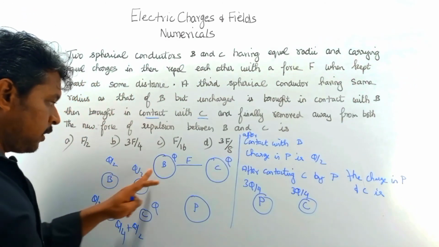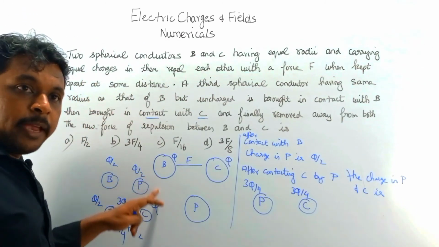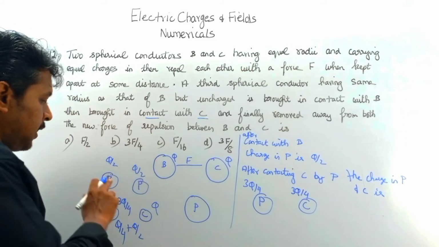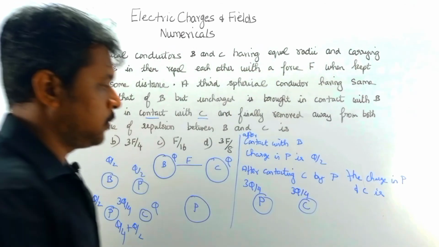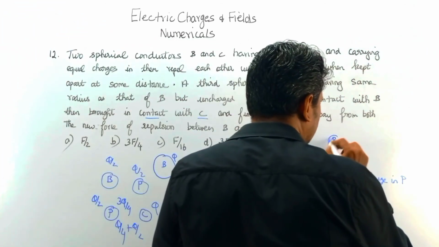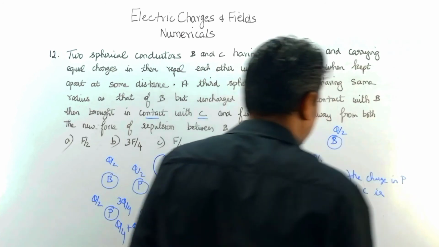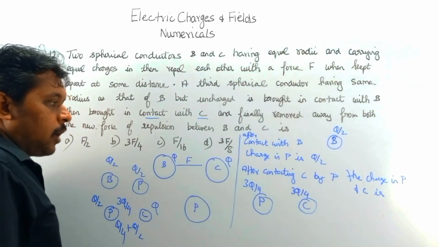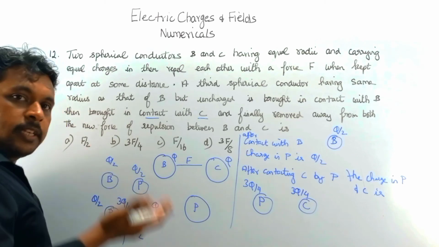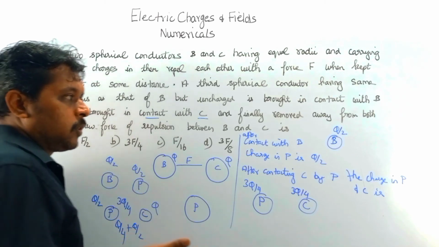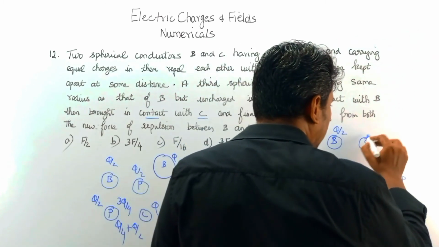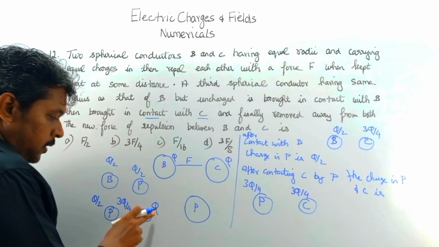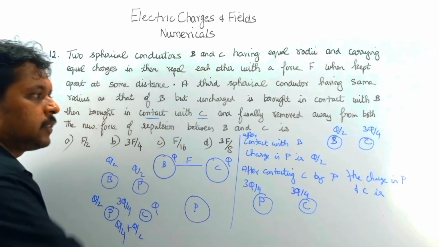So first, initially P made contact with B. After it is removed, the charge remaining in B is Q by 2. Then P is made in contact with C. After P making contact with C, it is removed. So now the charge in C will become 3Q by 4.